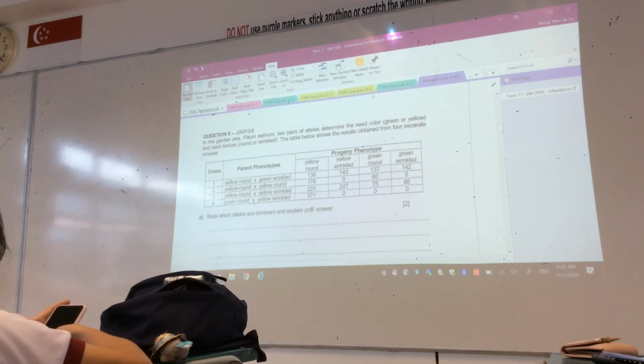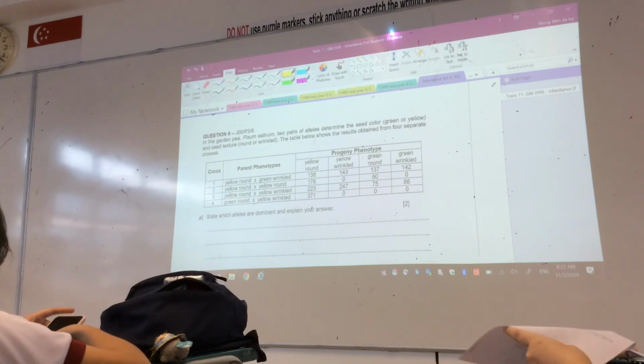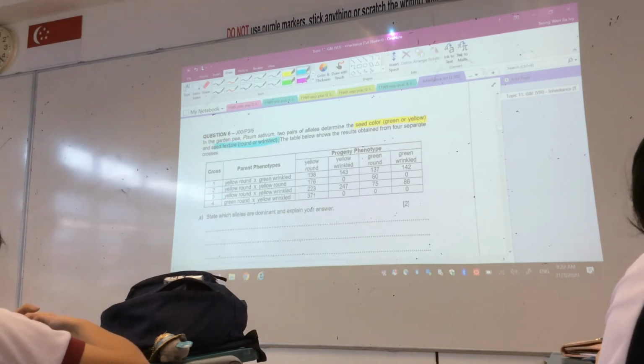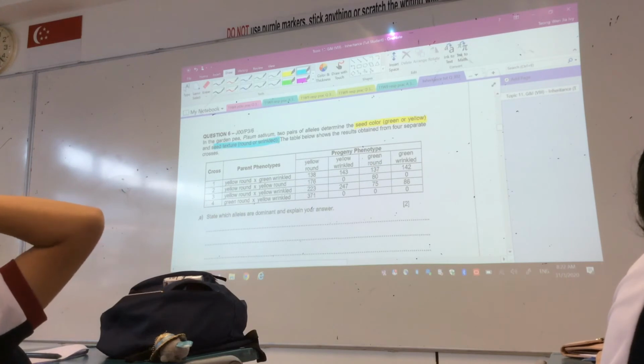Okay, now question number 6, the Gardner P question. So basically, this is also a dihybrid question. There are two gene locus, I'm sure you know already. The first gene locus is seed color. The second gene locus is responsible for seed texture. Right, so these are the two gene locus.